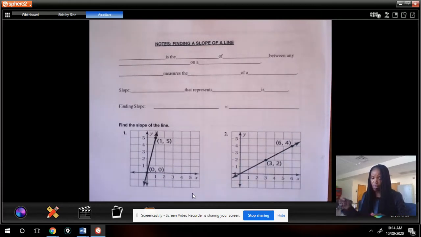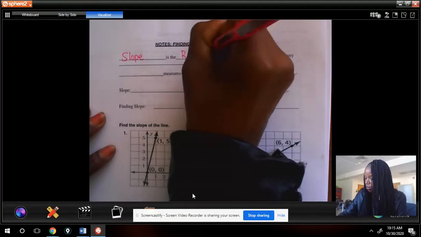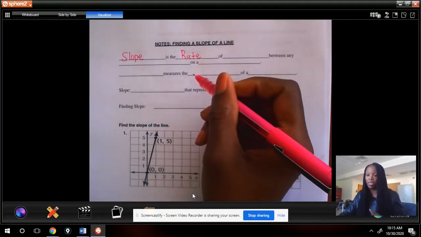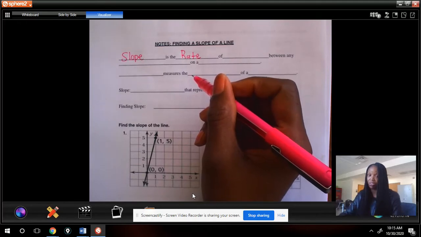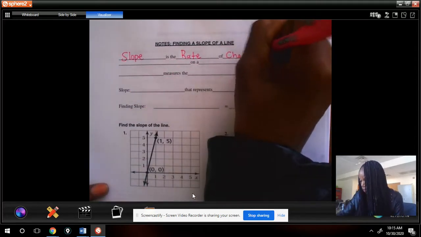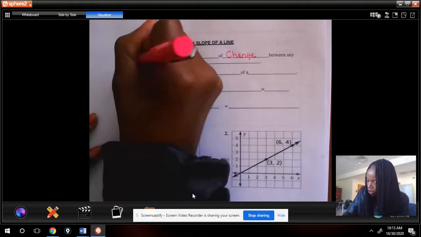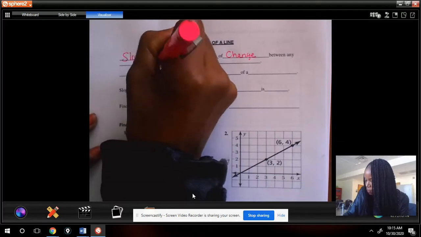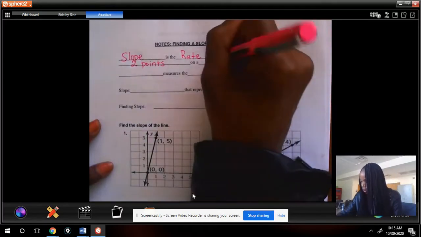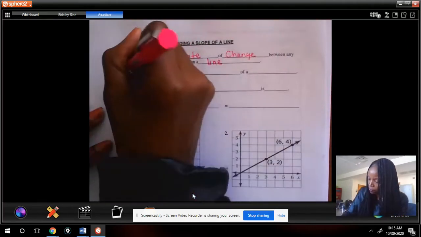So the slope is the rate of change. Don't forget, anytime math is a science, so when you hear rate, just like rates are two different units, different unit measures divided by each other. It's the same thing. So slope is your rate of change. Okay, so between any 2 points on a line. So you only need 2 points to make a line. Okay, so the slope measures the steepness of the line.